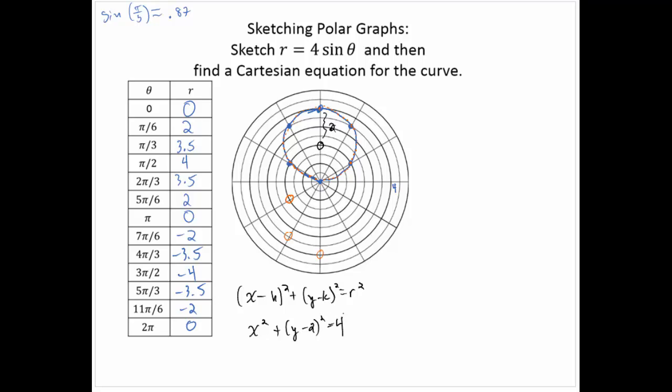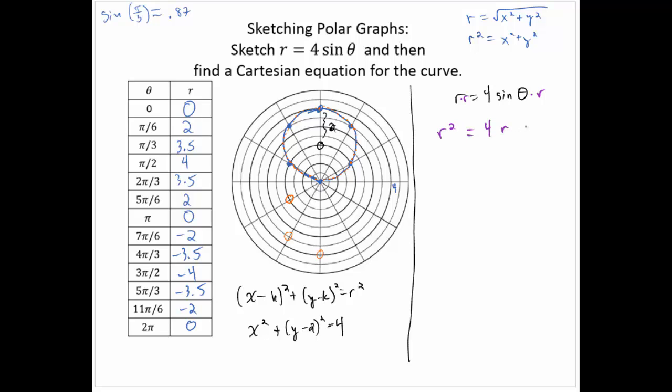Now let's show how we can do that analytically. All right, so if r is equal to 4 sine theta, now, earlier I said that we could use the fact that r is the square root of x squared plus y squared. Well, notice if I square both sides, I'd get r squared is equal to x squared plus y squared. Well, I don't have an r squared, I have an r. So what I'm going to do is multiply through both sides of this equation by r, yielding r squared is equal to 4r sine theta. So then r squared is x squared plus y squared, and r sine theta is y.